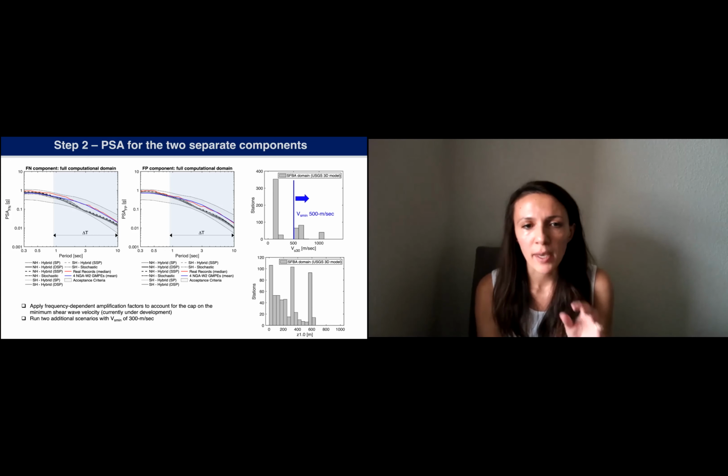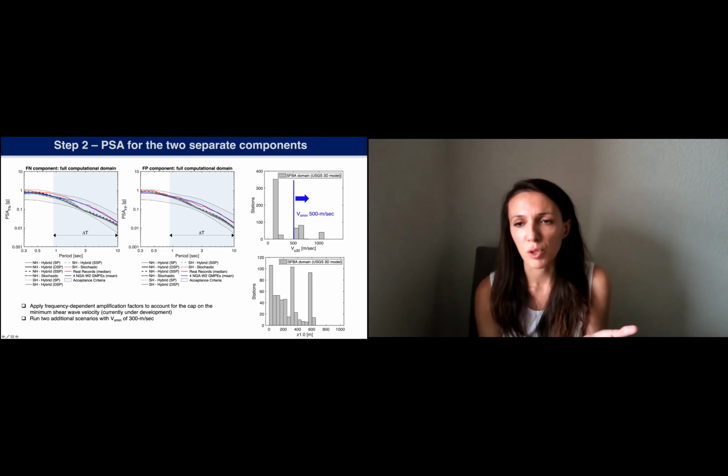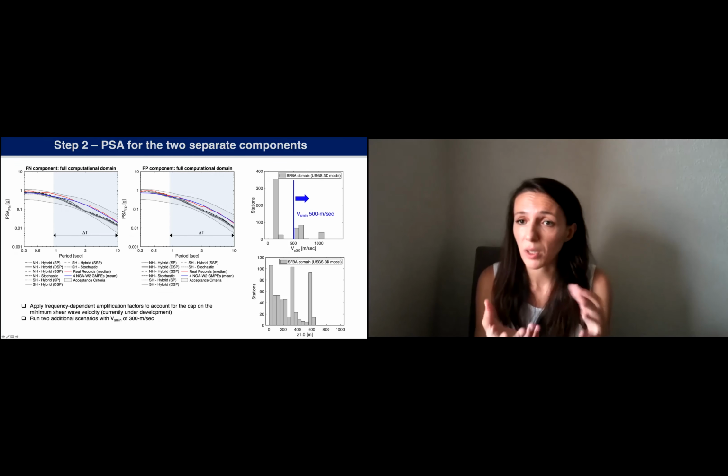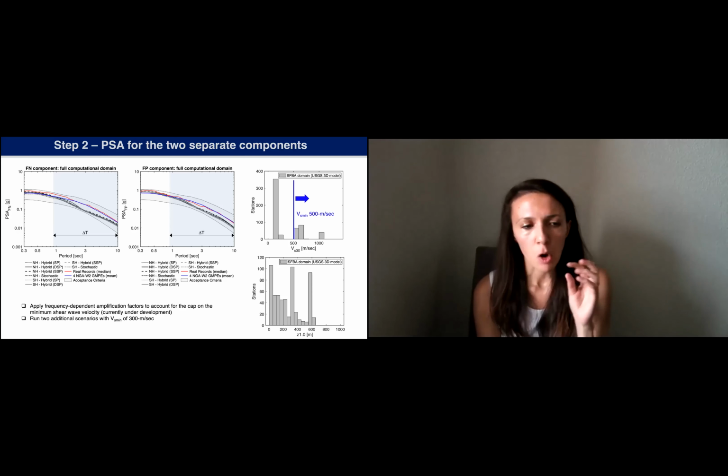And second, we have a cap here on the minimum shear wave velocity of 500 meters per second. And as you see illustrated in this bar plot, with this cap on the minimum shear wave velocity, we are covering just about 30-35% of the stations with an accurate representation of the geology structure.